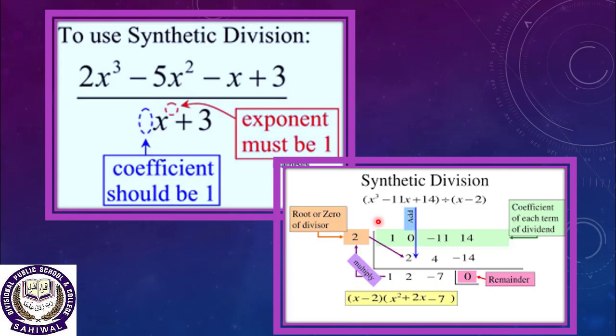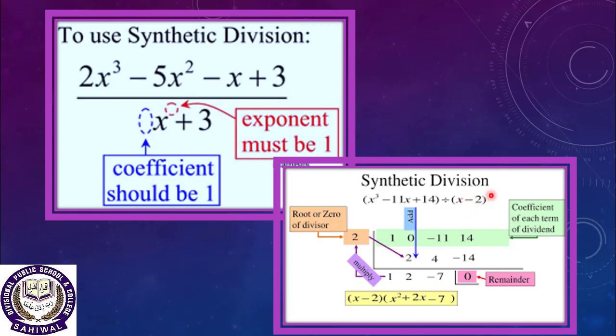There is another example of synthetic division. x cubed minus 11x plus 14 is divided by x minus 2. First of all, we write the coefficients of variables in the given polynomial, or the dividend. The coefficient of x cubed is 1. x squared is the missing term. We replace it by 0. The coefficient of x is minus 11 and the constant term is 14.